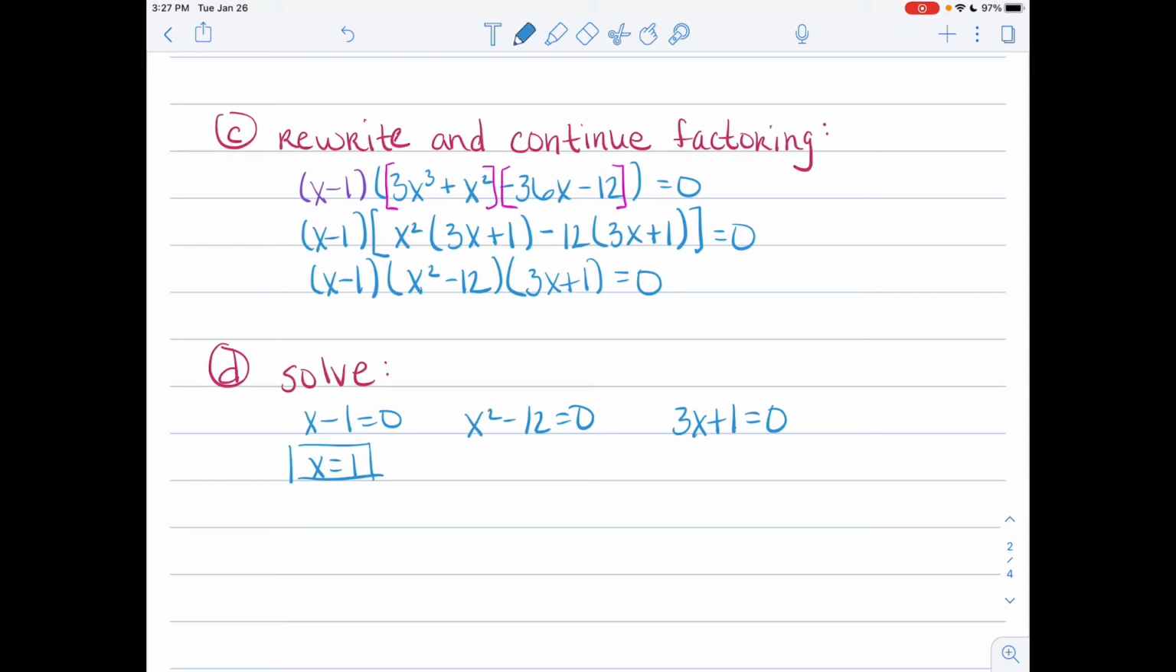In order to use square roots, we want something squared on one side and everything else on the other. So x squared is a perfect square. We'll leave that on the left, but we'll move the 12 to the right because it's not a perfect square.